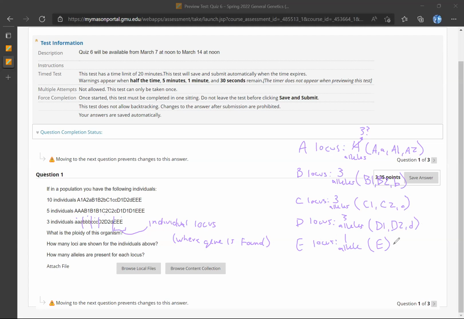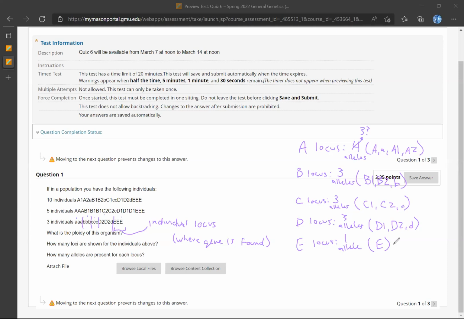So one locus represents 1 gene. That means we are just going to be looking at 1 letter for each locus to find how many alleles there are. And to find how many alleles, you just look at how many different ways the letter is written. So like for our B's, we had B1, B2, and little b. And so that's 3 different ways that B was written.